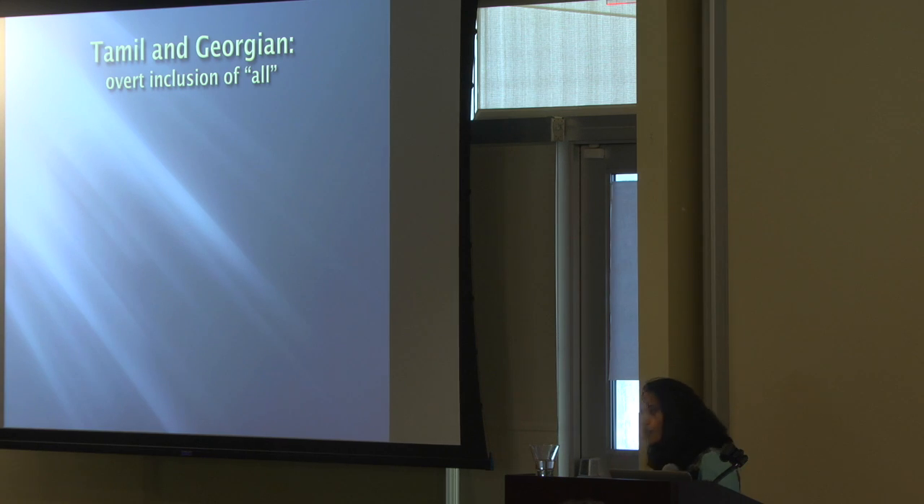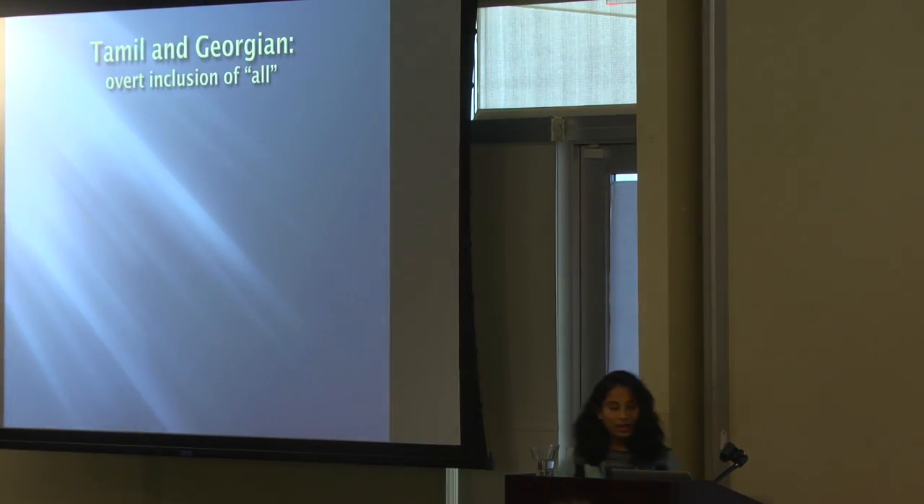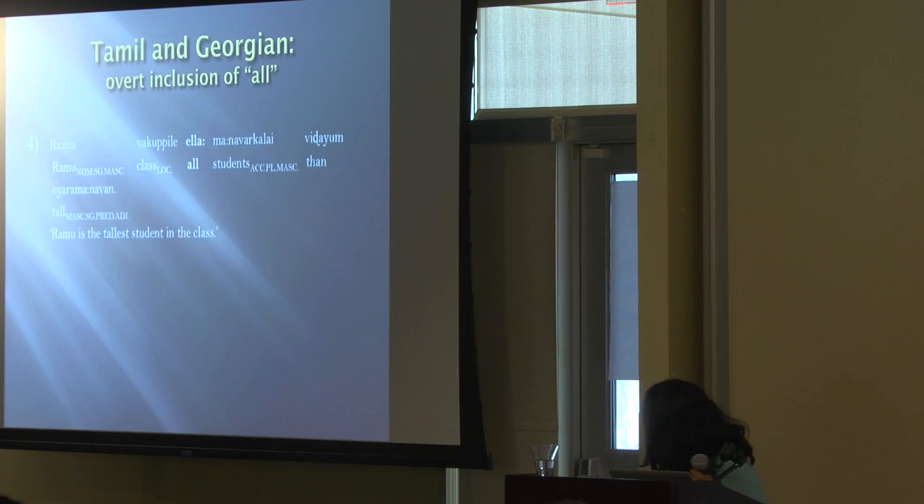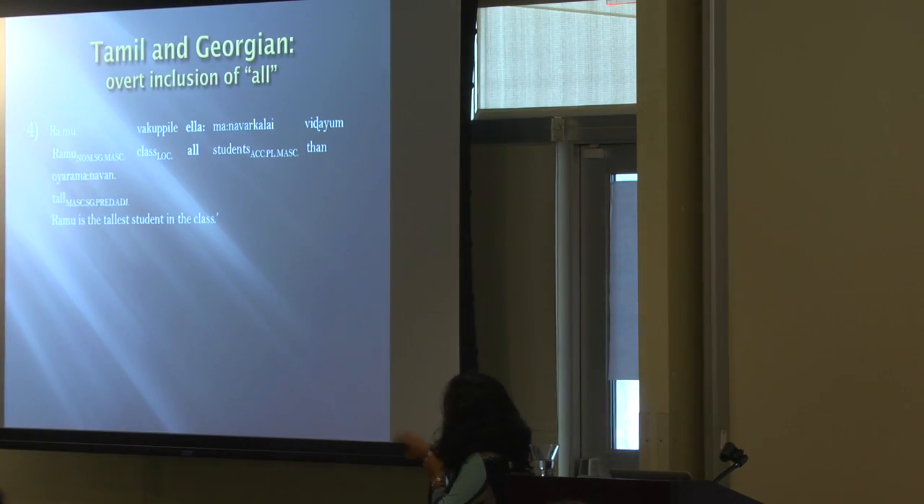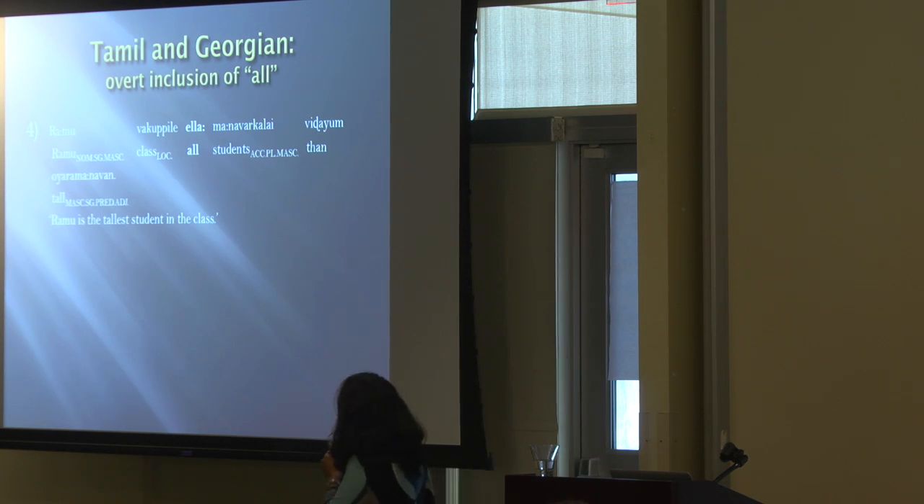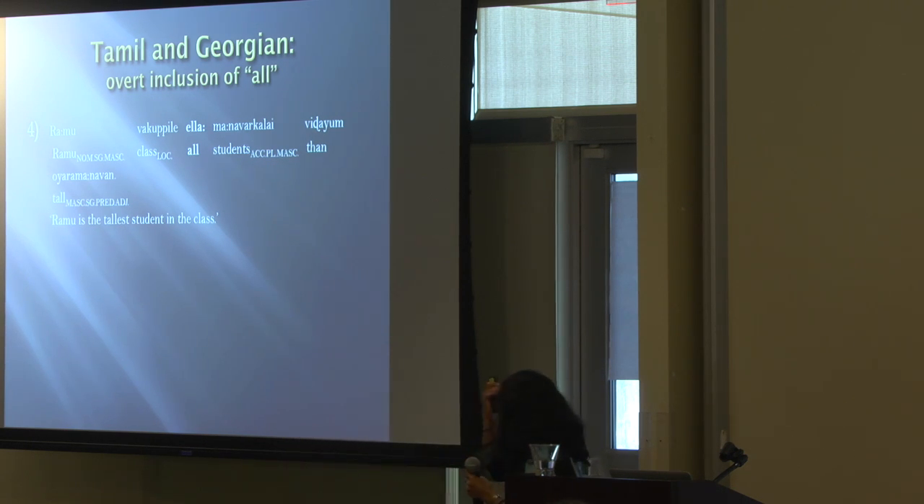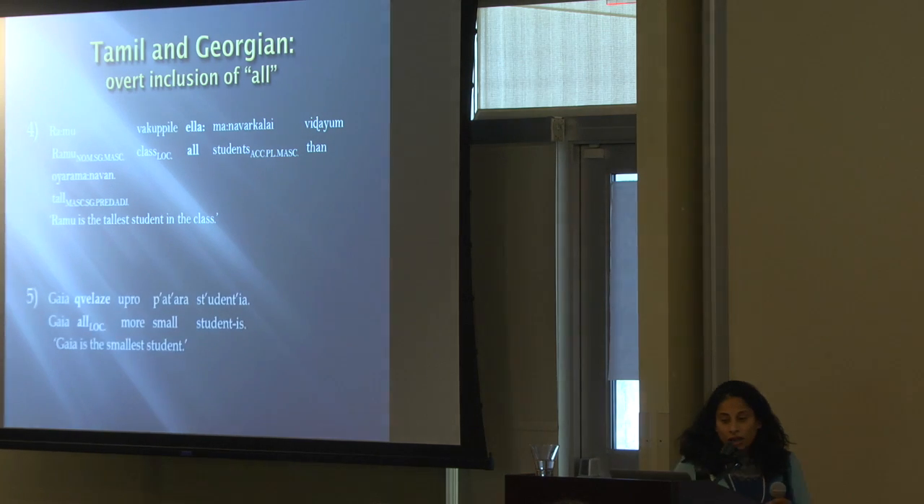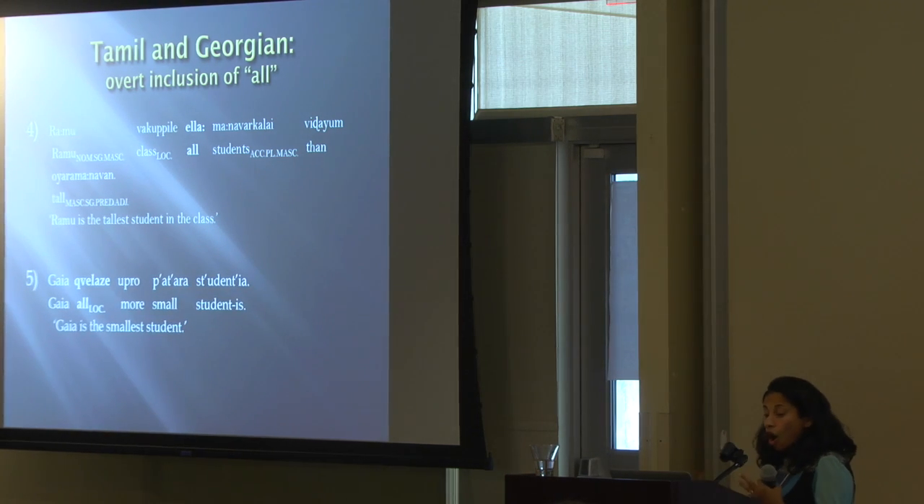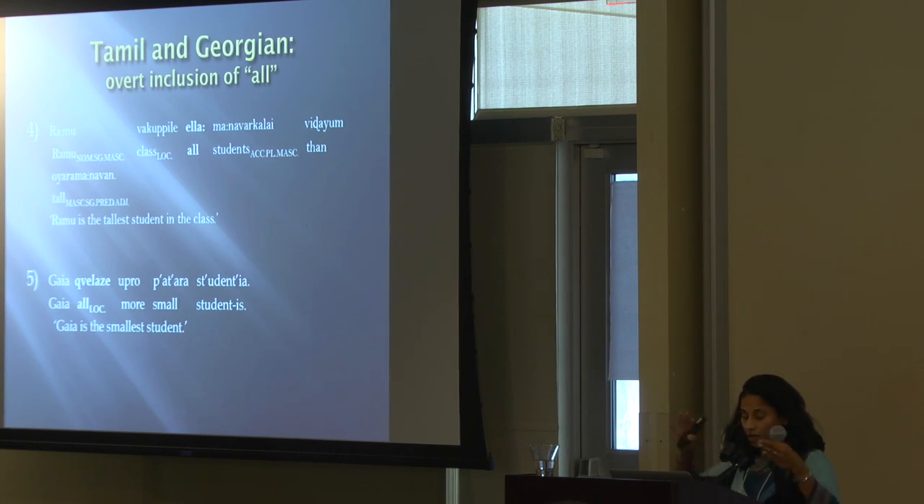They include overtly this term all, right? So we can say in Tamil, Ramu Vagupille. Vagupille is going to be the domain, in the class. Yella manavargalai vidayum oiramanavan. Ramu is the tallest student in the class. In Georgian, if I want to, again, all is explicitly mentioned. Gaia qwelaze uprop atara studentia means Gaia is the smallest student. Qwelaze meaning of all.